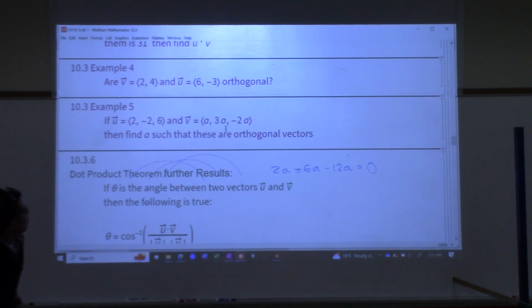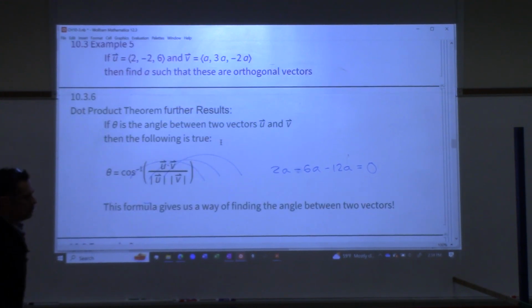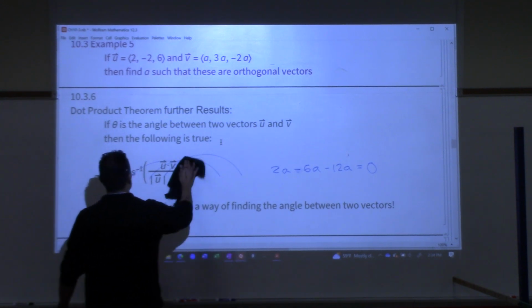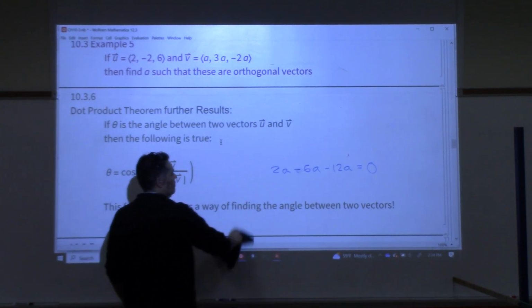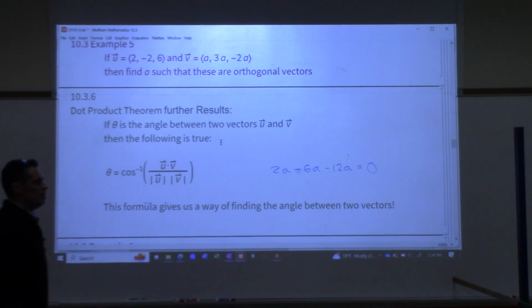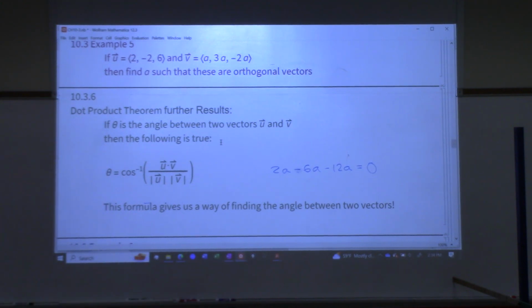All right, I'm going to keep going. By the way, the only solution to that is a equals 0. It would also just be the easiest one, no matter what. Even if there are other answers, 0 is an immediate, obvious, and very simple one for this particular example.